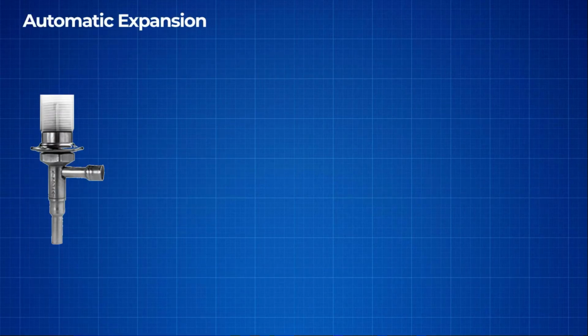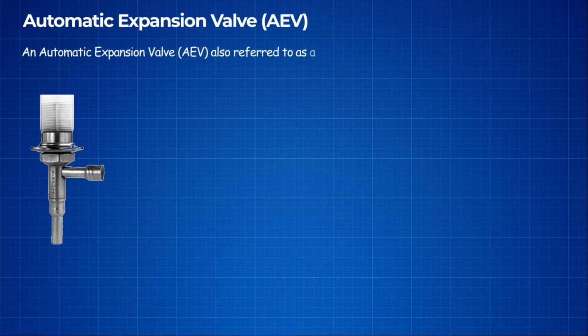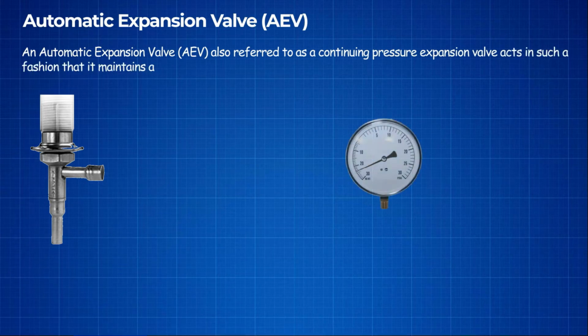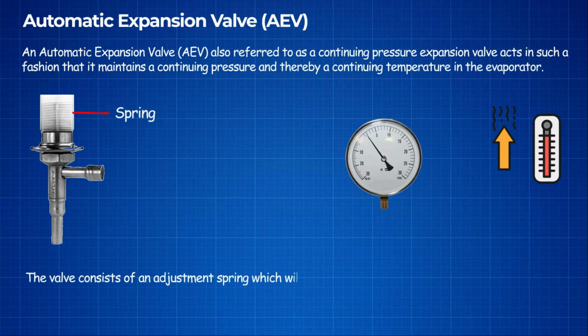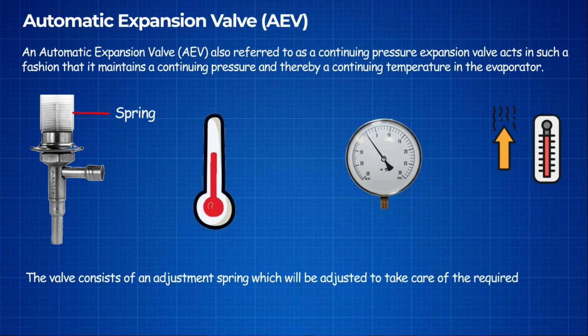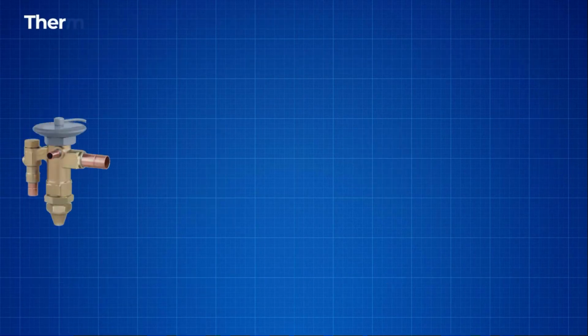Automatic expansion valve, AEV. An automatic expansion valve, AEV, also referred to as a continuing pressure expansion valve, acts in such a fashion that it maintains a continuing pressure and thereby a continuing temperature in the evaporator. The valve consists of an adjustment spring which will be adjusted to take care of the required temperature within the evaporator.